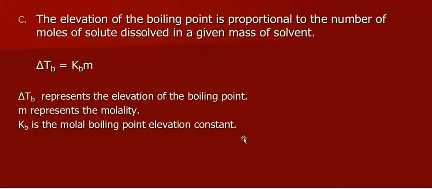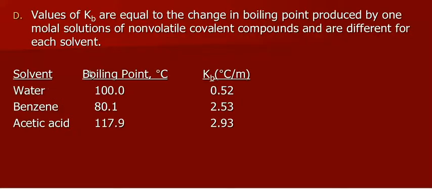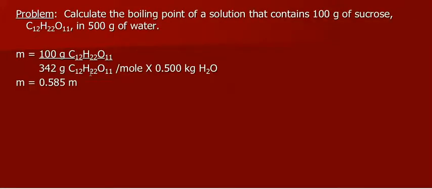Our equation for boiling point elevation is delta TB equals KB times m. This delta TB is the change in the boiling point. KB is a constant, which depends on the solvent. m is concentration in molality. Here are some values for KB. And again, the value for KB depends upon the solvent. I will give you the value for KB when we're solving these problems. So let's look at a problem involving boiling point.